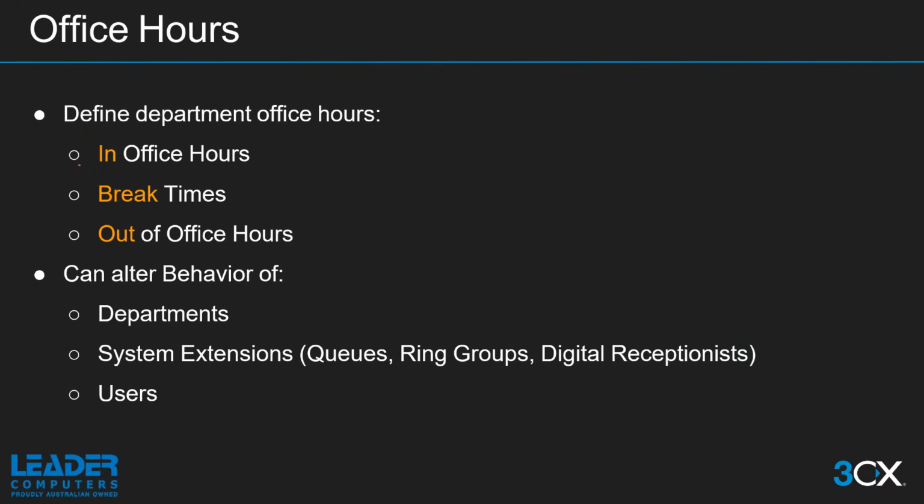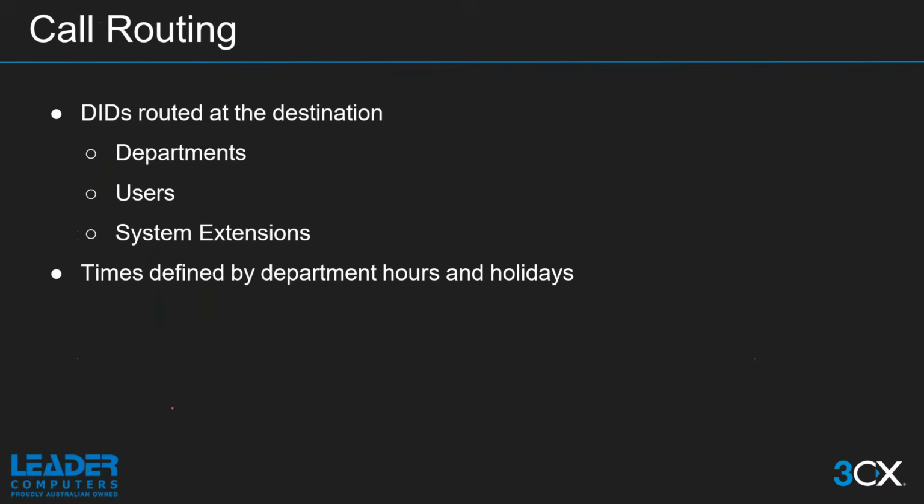So the different department office hours define in-office time, break times, and out-of-office time, and they can alter the behavior of department system extensions, which are the call queues, IVRs, and ring groups, and users. For call routing, DIDs are routed at the destination based on the department, user, or system extension, and times are defined by department hours, and even holidays are defined by hours.